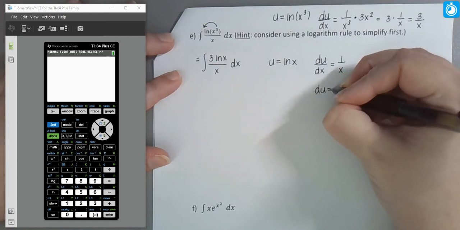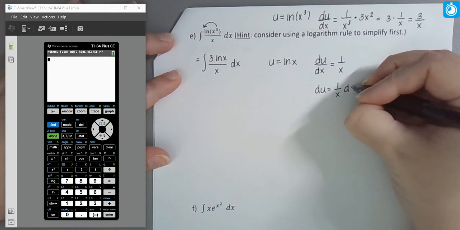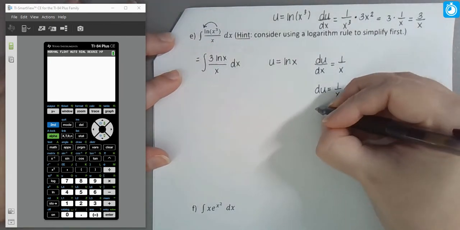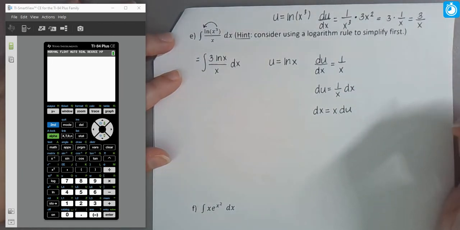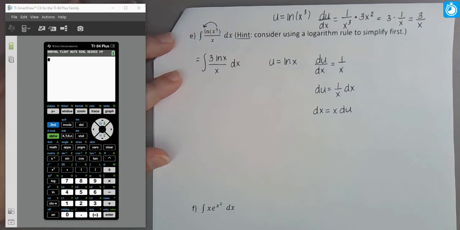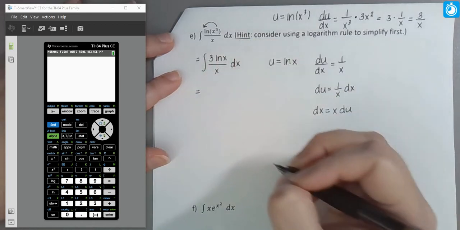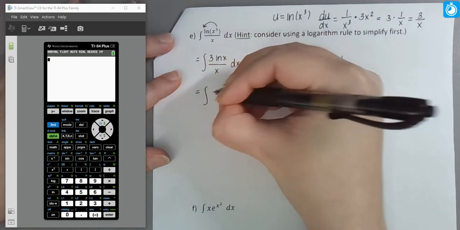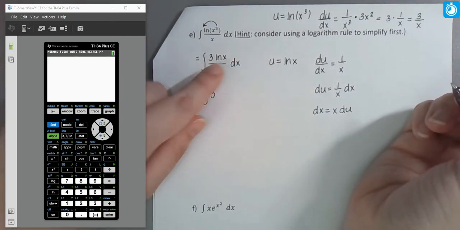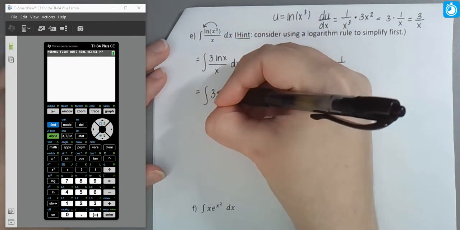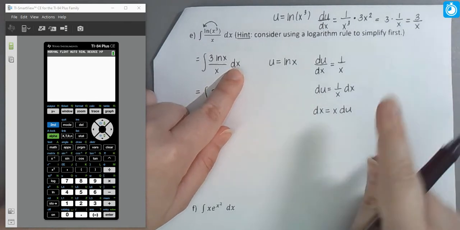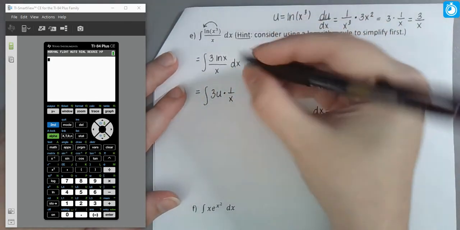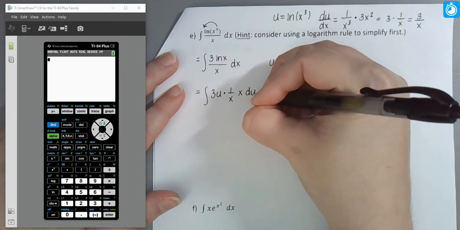And so then our differential du is going to be 1 over x dx, and our differential dx is going to be x du. Either way, we can substitute and simplify this and write everything in terms of the new variable. So doing our substitution, we have a 3. We have natural log of x, which we're replacing with u. Now I'm going to write the 1 over x separately, okay? And then we're replacing our dx with the expression involving du, which will be x du.